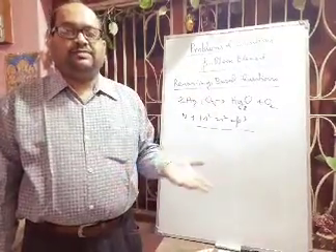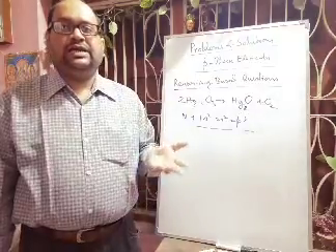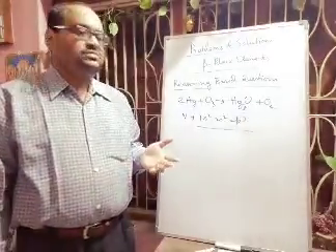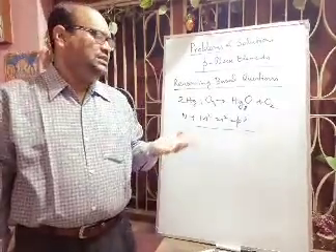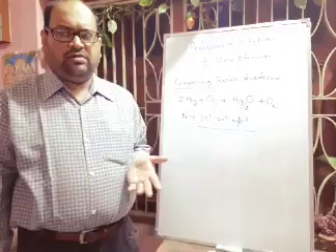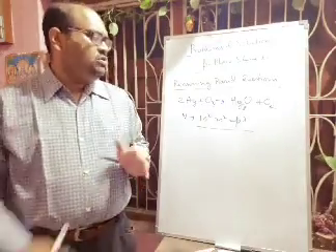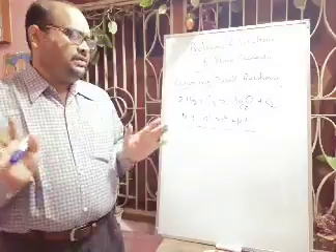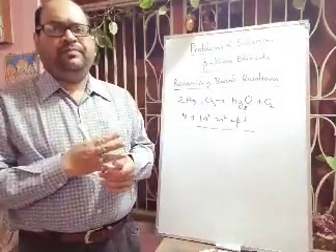Because of the absence of this d orbital, nitrogen cannot expand its covalency. It can show a maximum covalency of 3, and in some cases like ammonium it can show covalency 4. Otherwise, nitrogen cannot show pentavalence. Hope you can understand what I am telling.